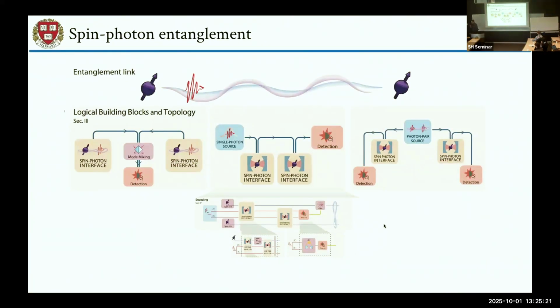Just again, at a high level, what we're doing: we looked at how you do entanglement between spins mediated by photons. And there are different building blocks. You can do emission-based things. You can do scattering-based things. This is for you to figure out. That's the high level.